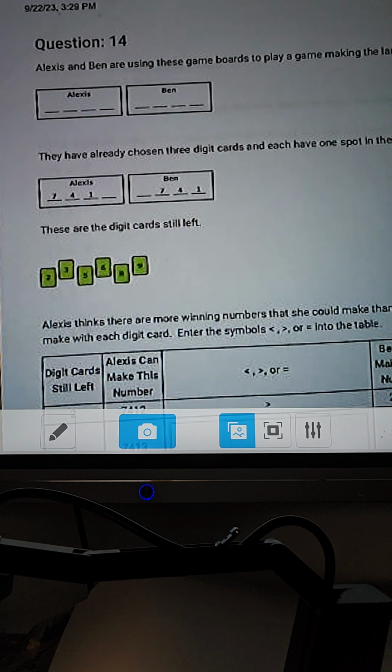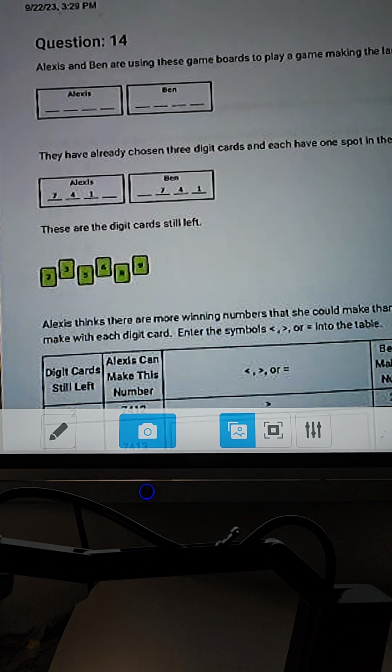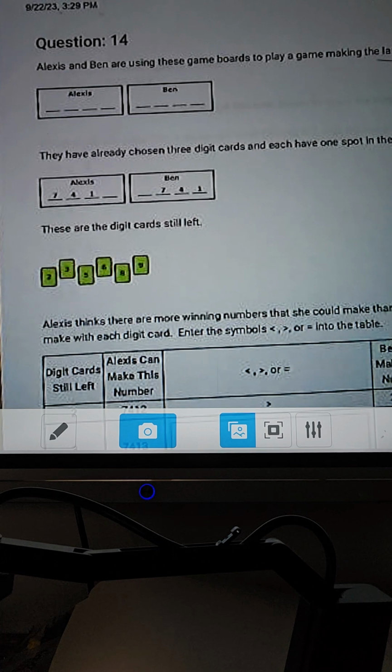All right, here we go. Number 14. Number 13 was a duplicate, so you can put an X on number 13. Number 14: Alexis and Ben are using these game boards to play a game making the largest four-digit number.